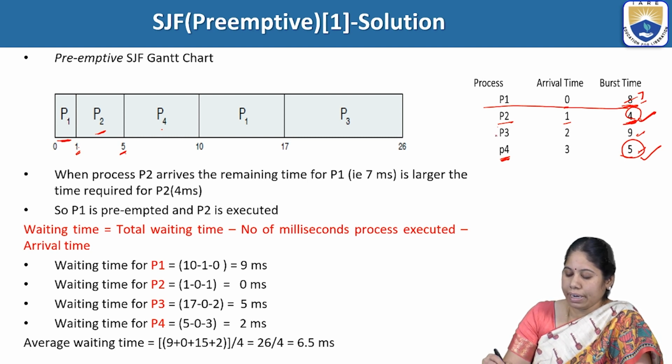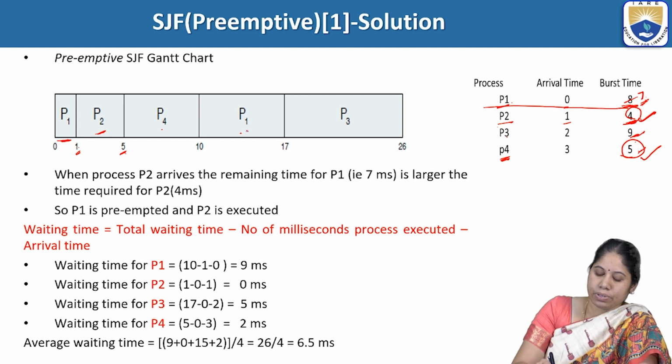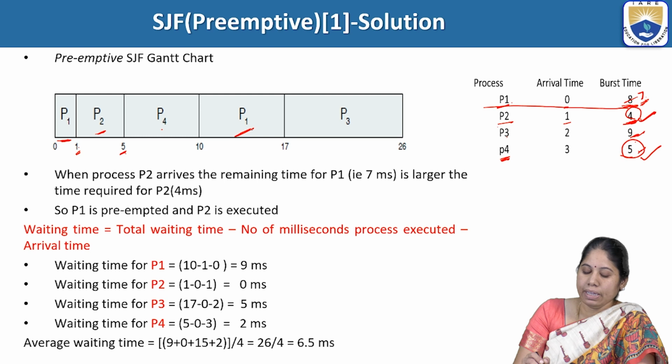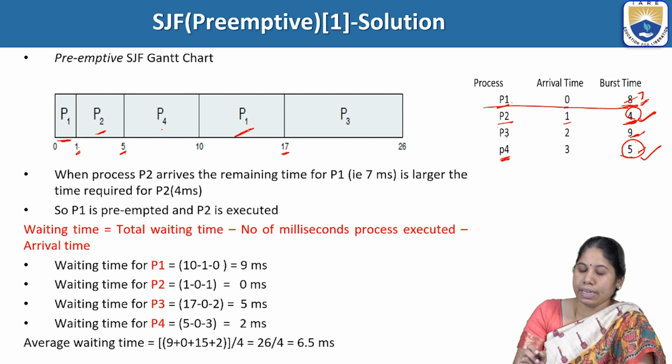Now who is left in the ready queue? P1 and P3. P1's burst time is 7 and P3's burst time is 9. Who is smaller? 7 is the smallest, so P1 will acquire the CPU. 10 plus 7 is 17 milliseconds, and P1 will finish the execution.